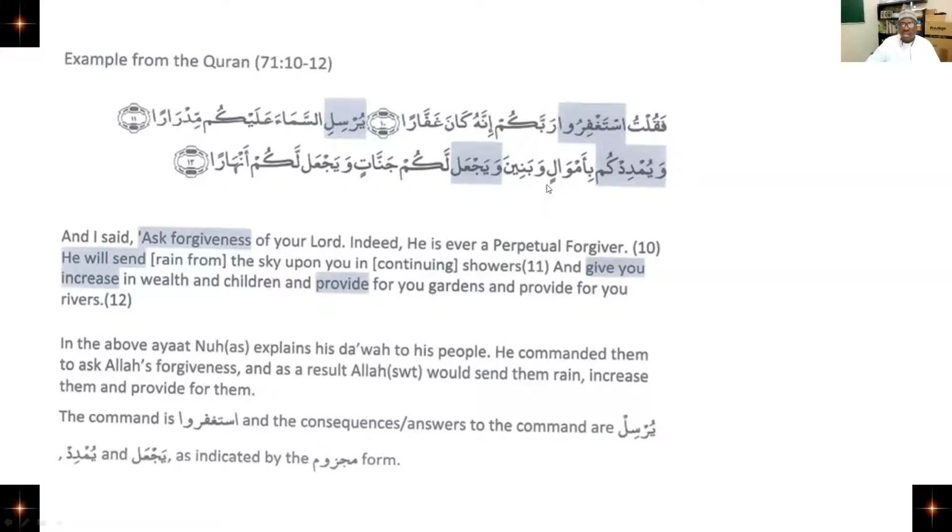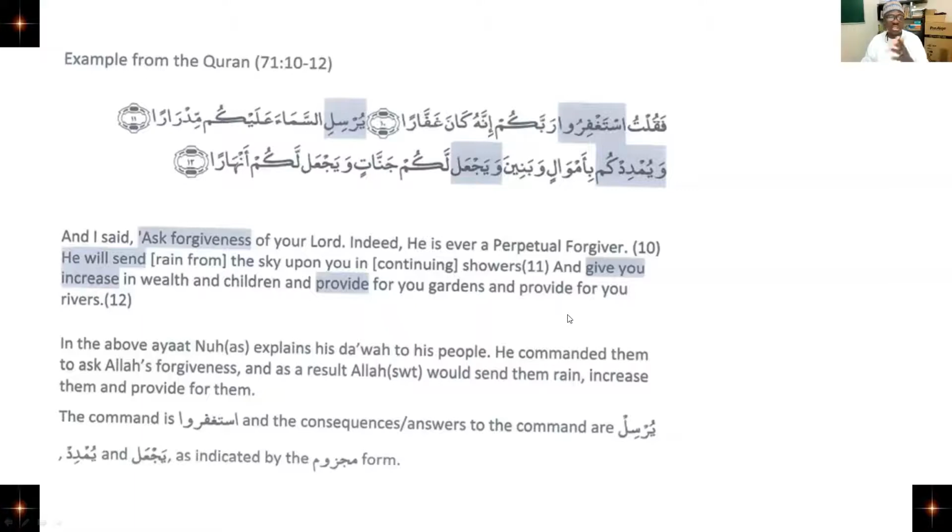Yumdidkum bi amwalin, he is going to give you a lot of wealth, as well as children. Wa yaj'al, you see the wa is also saying yaj'al is the same as yumdid and also as yursil. Imagine when you do one thing, Allah gives you three. Yursil wa yumdid wa yaj'al. So these are how we know fi'l al-amr and jaza'ul amr.